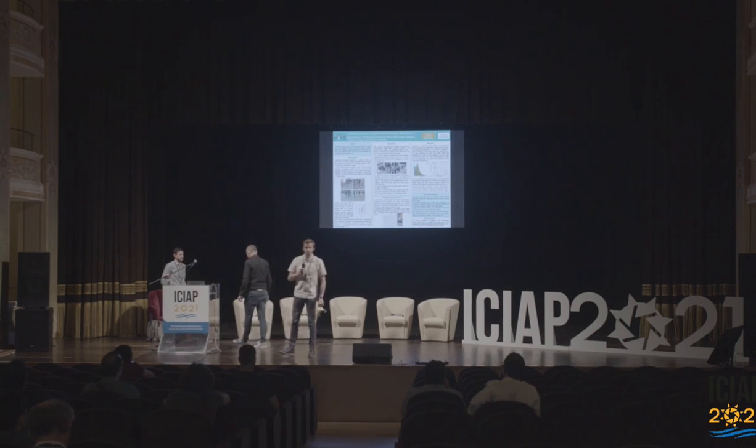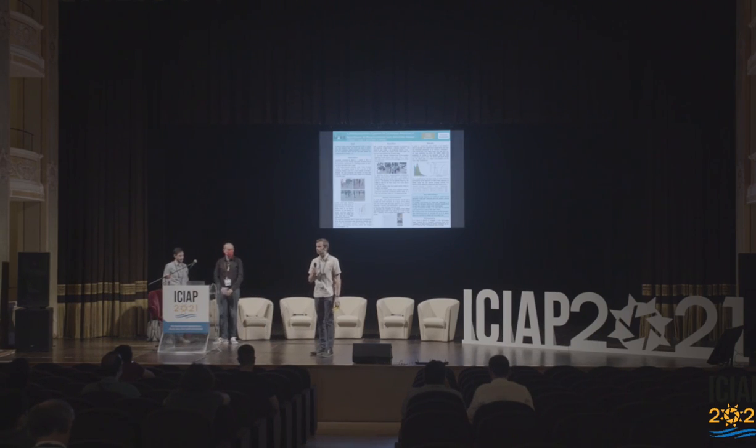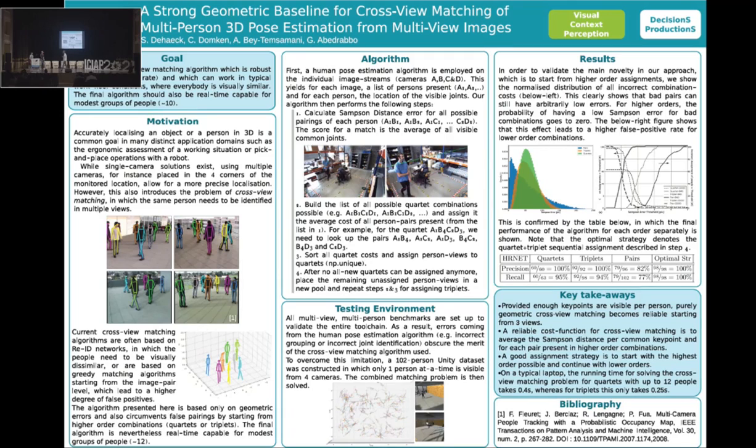So good afternoon, ladies and gentlemen. My name is Sam de Haak. I work at Flanders Make, which is a research institute in Belgium. We are focused on the manufacturing industry. And in the manufacturing industry, everybody looks the same. They have a blue overall, they have a yellow cap. And so tracking people is difficult using re-ID networks. What we had to do was 3D pose estimation.